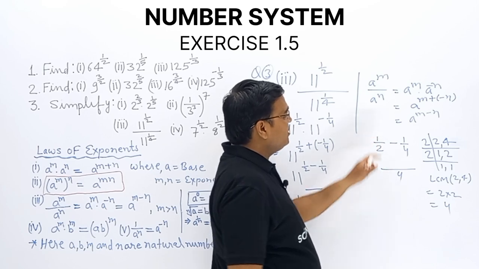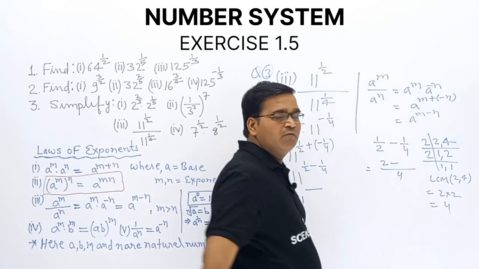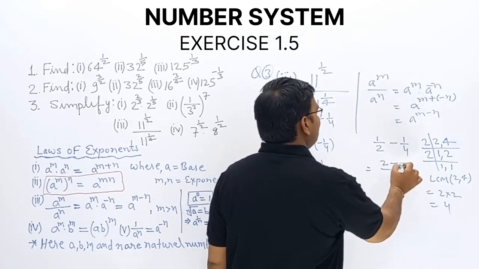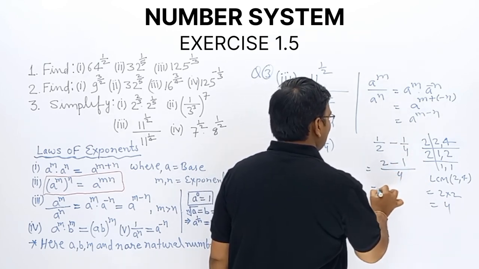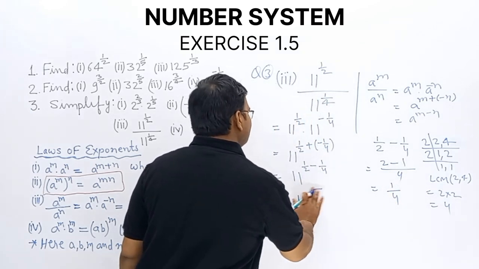Result will be multiplied by the numerator. 2 into 1, 2. Minus, how many times is it going? 1 time. Result will be multiplied by 1, 1. 2 minus 1 will be 1. So 1 by 4. So its power is what?